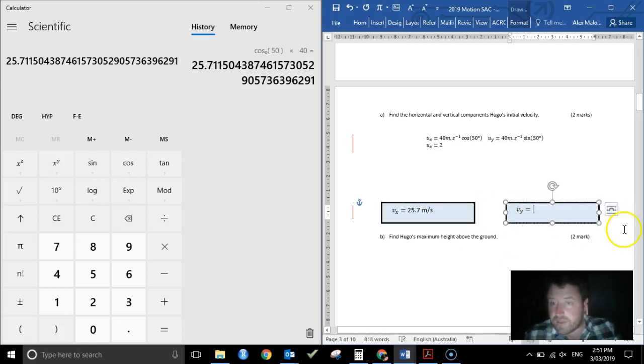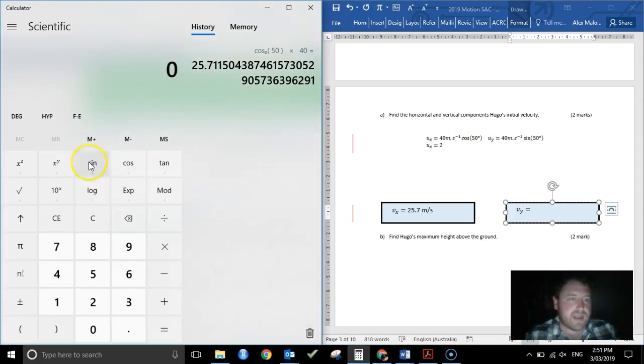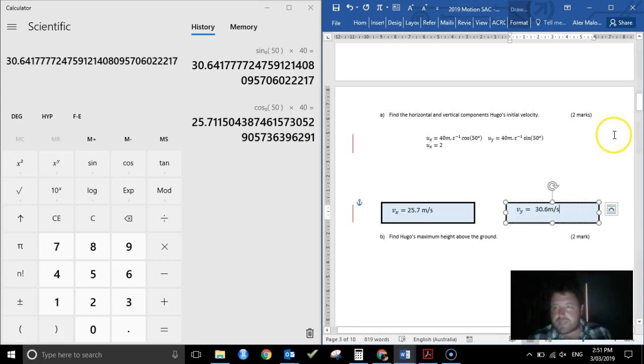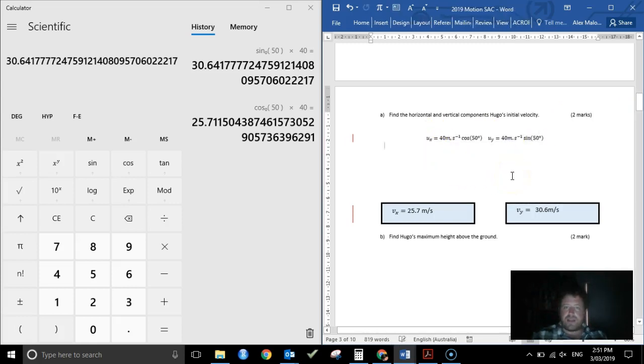3 sig figs is probably enough there. I mean, people don't generally care about the centimeter per second, but you could put a 4 there, that would be fine as well. Rounding it off to 2 or going past 4, you're probably not really giving the amount of precision that somebody would ask for a speed. uy, on the other hand, is just going to be the same, but sine. And so that's going to be 30.6 meters per second. Okay, so that's question 1 done. That's 2 marks. You want that line there to show that you've done the right substitutions, but you don't actually have to put the extra line in.